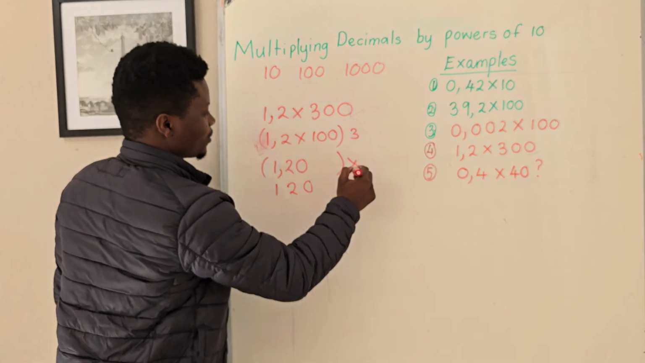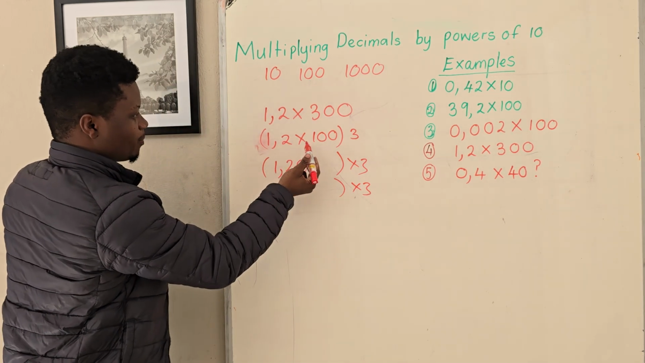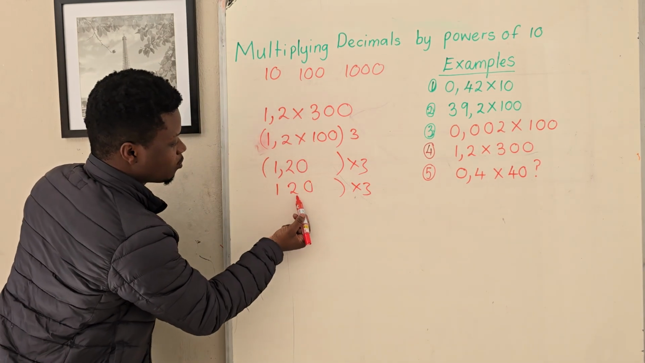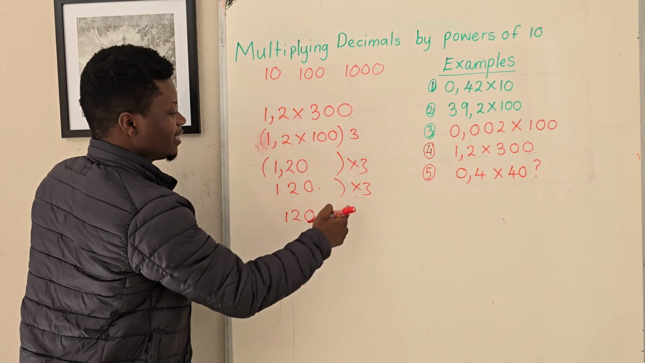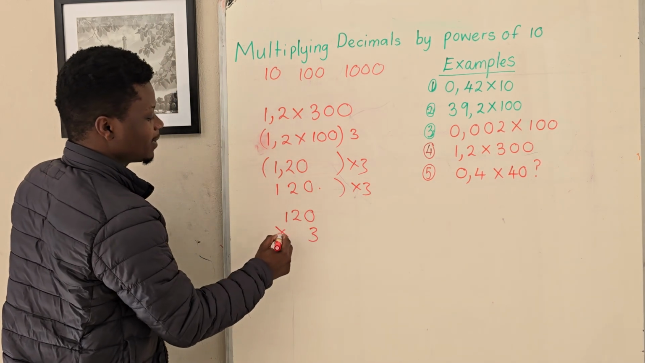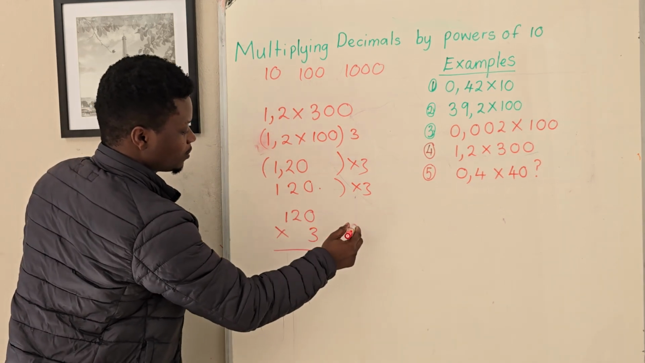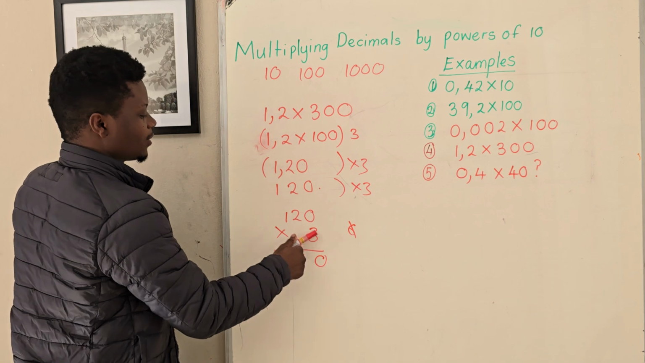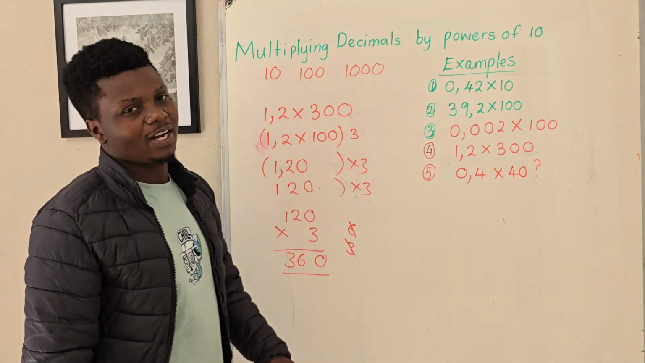I'm writing 1, 2, 0. Remember, we're going to say times 3 at the end. So moving my decimal point 2 places is right here, 1, 2. So my answer is 120. And finally, I have to times it by 3. 3 times 0 is 0. 3 times 2 is 6. Use that 6 there. 3 times 1 is 3. Use that 3. So your final answer is 360.